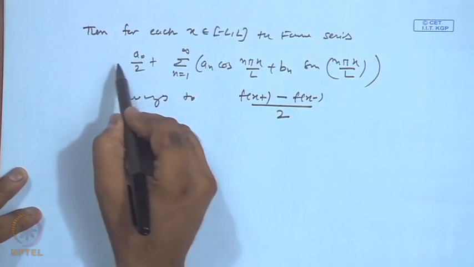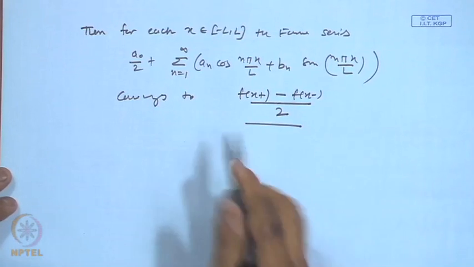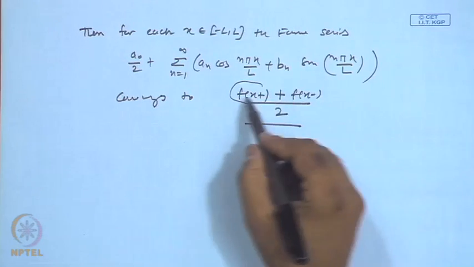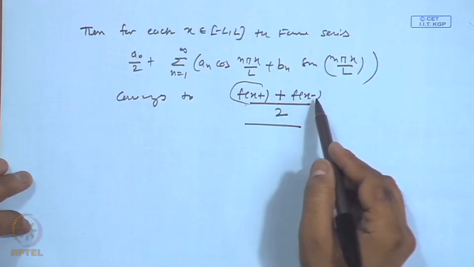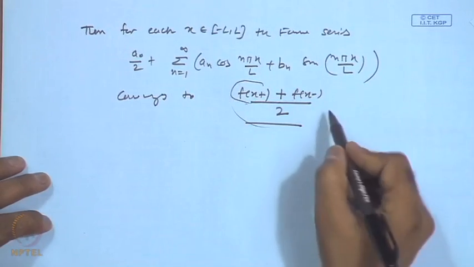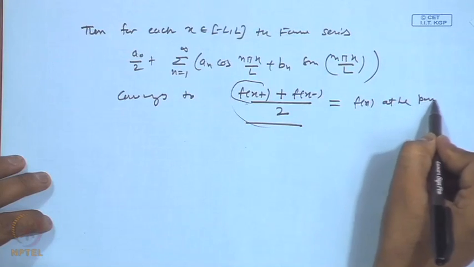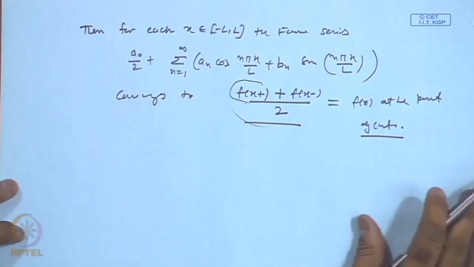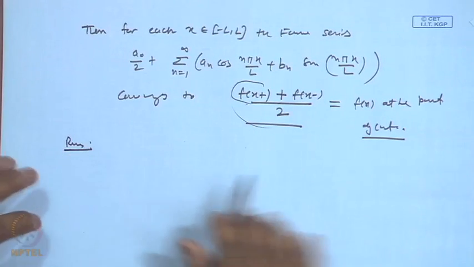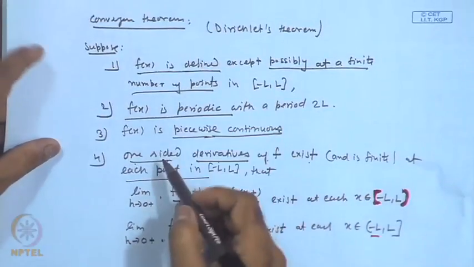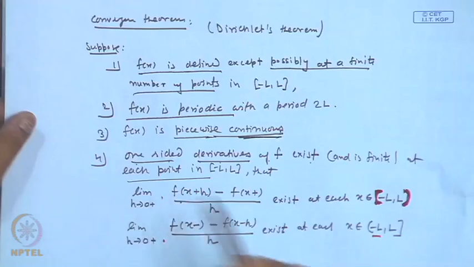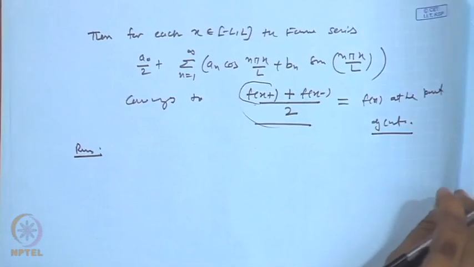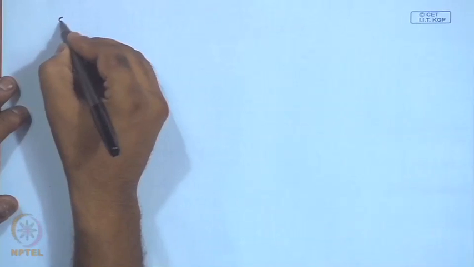And note that at the point of continuity the right limit and the left limit are equal to f(x), so this average value is equal to f(x). So, at the point of continuity f(x plus) is equal to f(x) and f(x minus) is also equal to f(x). Otherwise, we need to take the average value. And the last remark: in addition to all these assumptions, if our function is continuous, then we have an even stronger version of this convergence, and that is the uniform convergence. But we are not going into the detail of all these convergence.